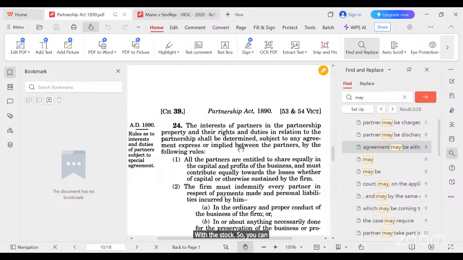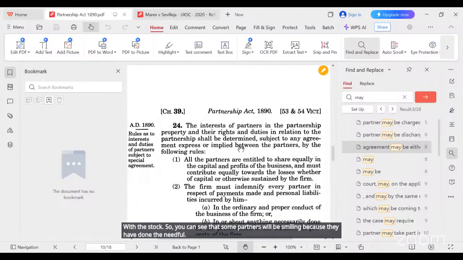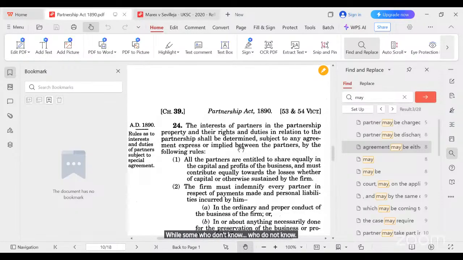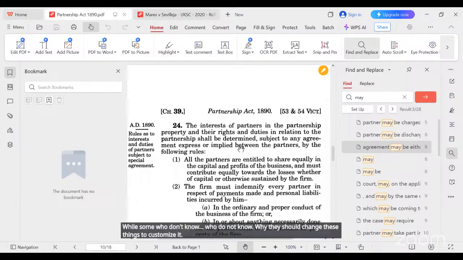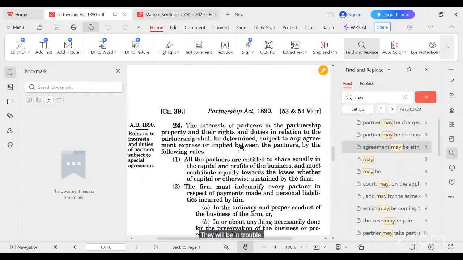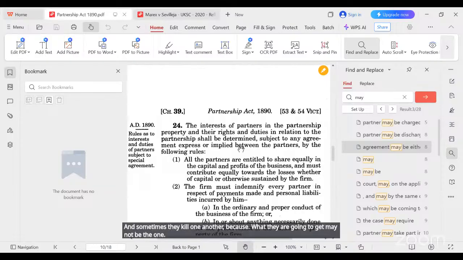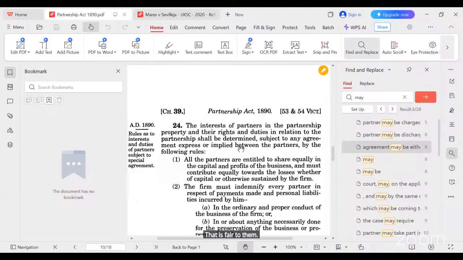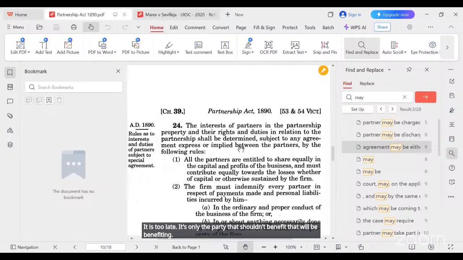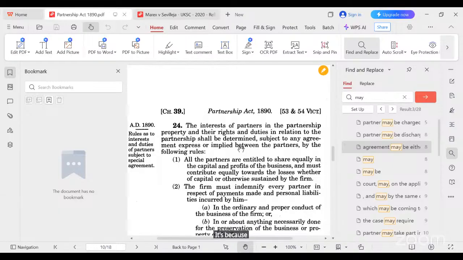So you can see that some partners will be smiling because they have done the needful, while some who do not know why they should change these things to customize it will be in trouble. They will never be happy. And sometimes they kill one another because what they are going to get may not be the one that is fair to them. But because they cannot change it anymore, it is too late. It's only the party that shouldn't benefit that will be benefiting. And at that point in time, they're ready to kill the person than to be cheated. But they will count it as being cheated by that person. But it's not. It's because they are ignorant. Okay? So that is how to identify a default provision.